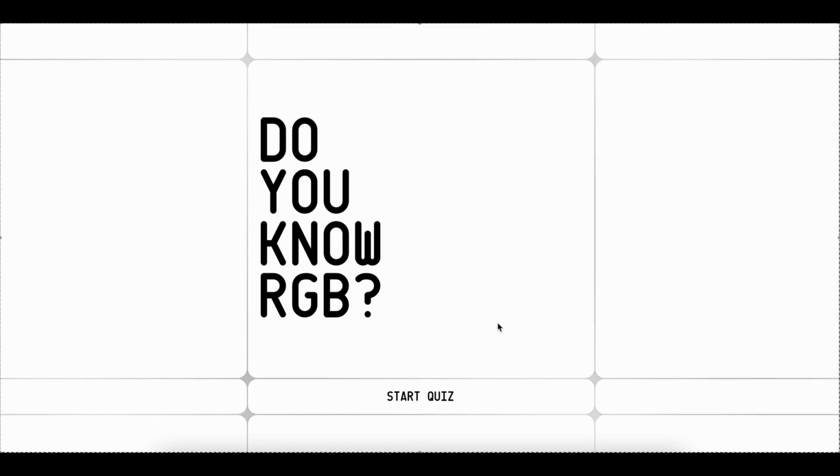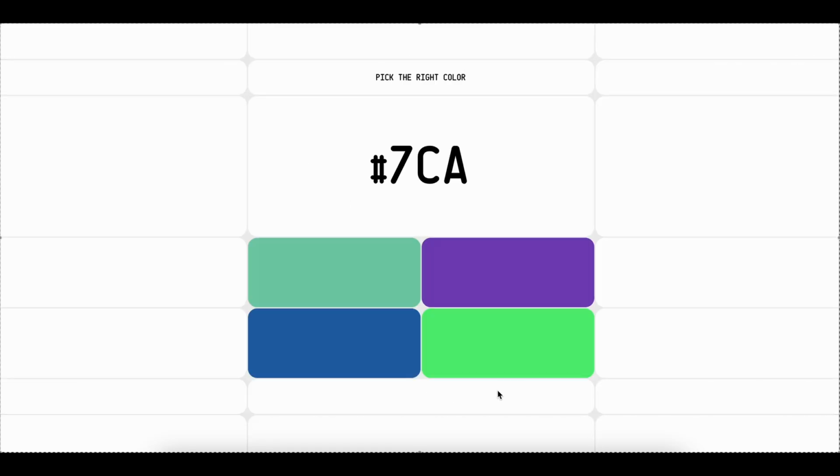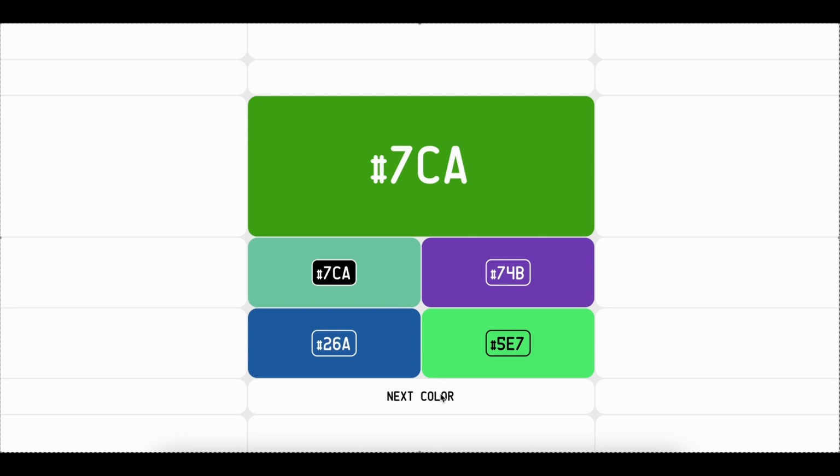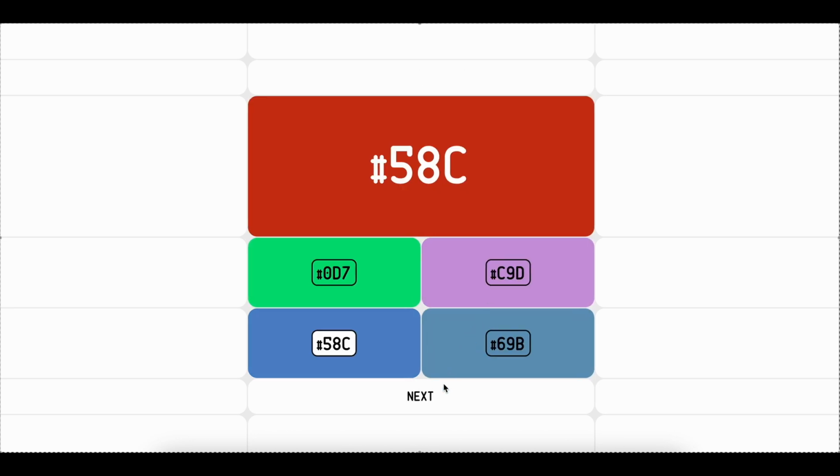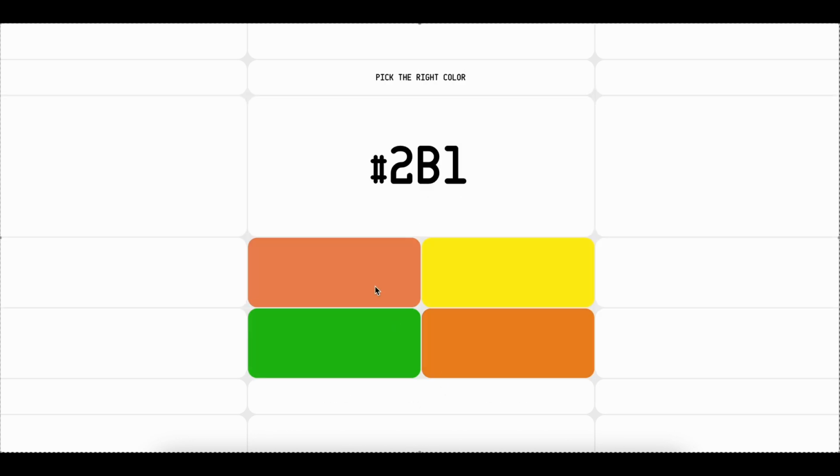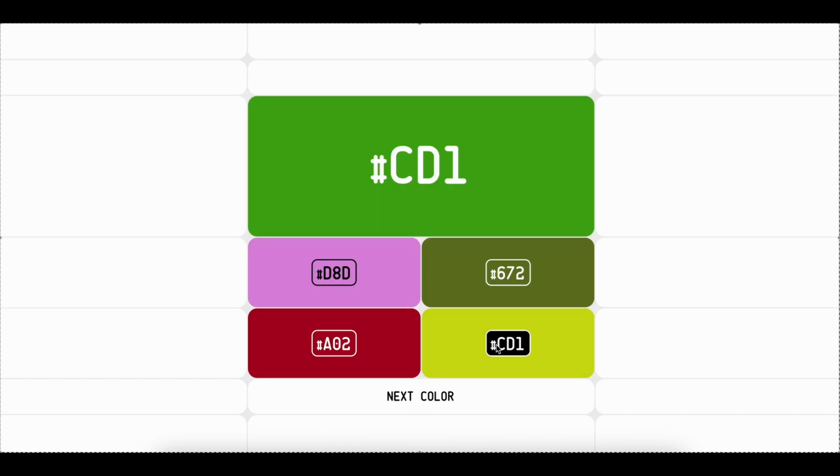Number 3. Do You Know RGB? Do You Know RGB is a web app game created by Maxwell Little. The game is very simple. You are given a hex code and you have to pick the right color corresponding to the hex code. Then you get a score out of 20.